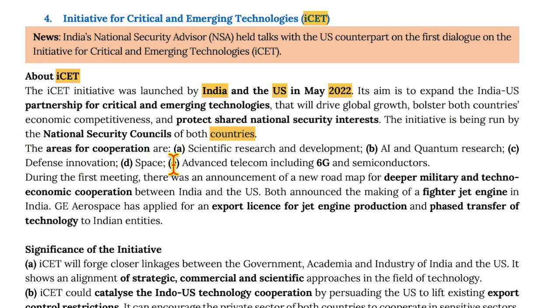The areas for cooperation are scientific research and development, AI and quantum research, defense innovations, space, and advanced telecom, including 6G and semiconductors. During the first meeting, there was an announcement of a new roadmap for deeper military and techno-economic cooperation between India and the US. Both announced the making of a fighter jet engine in India. GE Aerospace has applied for an export license for jet engine production and phased transfer of technology to Indian entities.